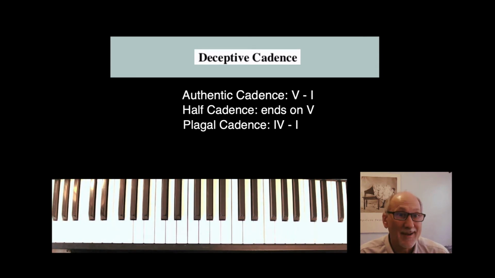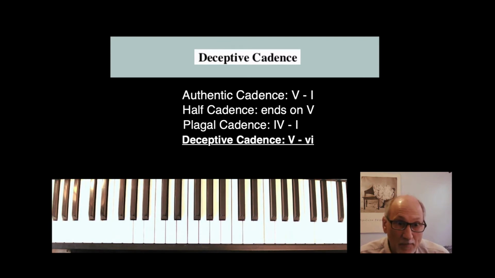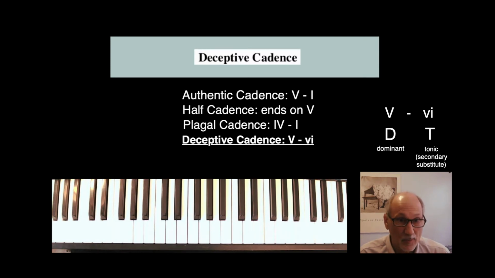So we're going to talk about a deceptive cadence, and that is the progression 5 going to 6. It can be either in a major key or in a minor key. So the way to think of this is we already talked about the fact that the 6th chord is a secondary chord, and we've already put it in the category of tonic. So if a 5 chord goes to 6, it really is like dominant going to a secondary substitute for the tonic.